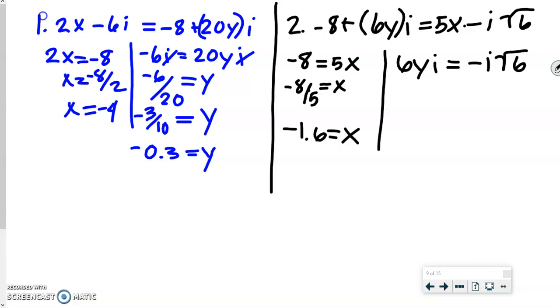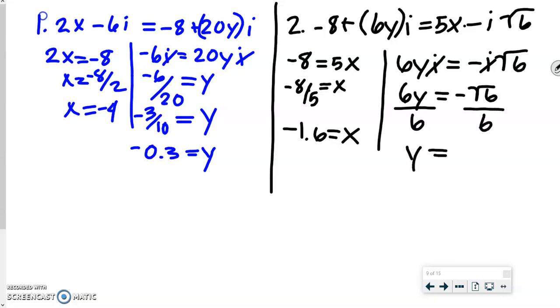So what happens here, again, these cancel each other out, right? So we've got 6y is equal to negative square root of 6. So I'm going to divide both sides by 6. So our answer would be y is equal to negative square root of 6 over 6.